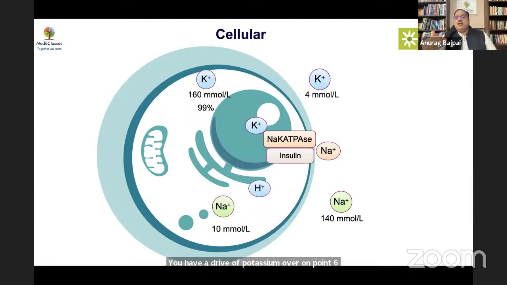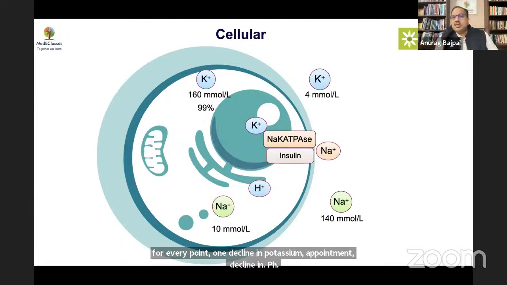This again is very, very relevant in the setting of diabetic ketoacidosis. Once you correct insulin deficiency, once you correct acidosis, suddenly all the potassium will go into the cells and you will have severe hypokalemia. So for every 0.1 decline in pH, your potassium goes up by 0.6. This is very important.